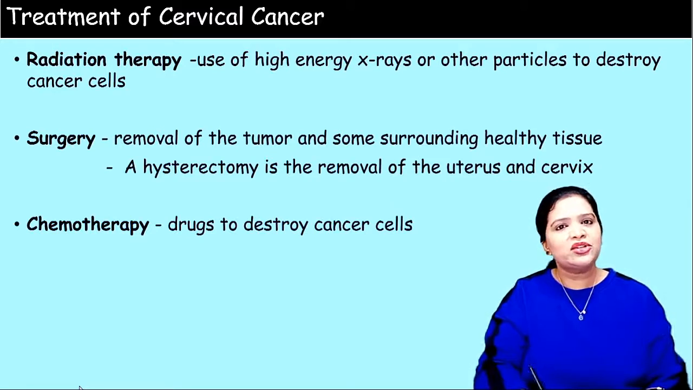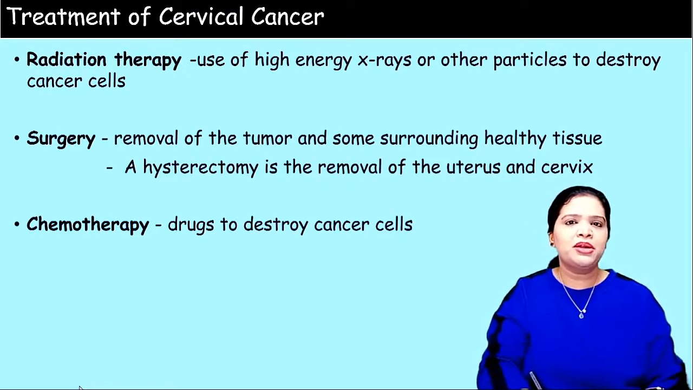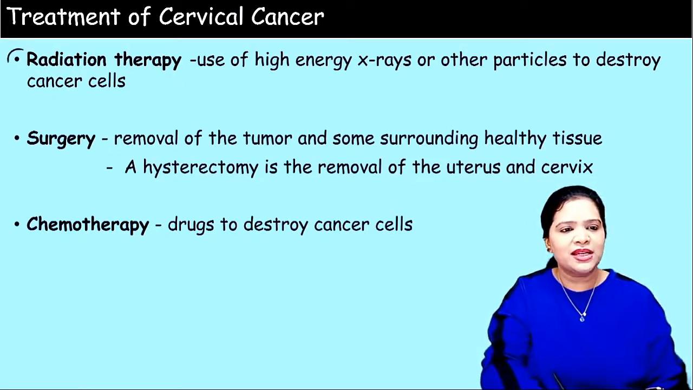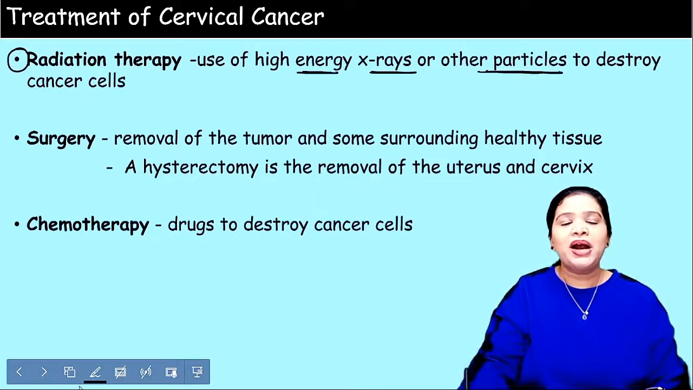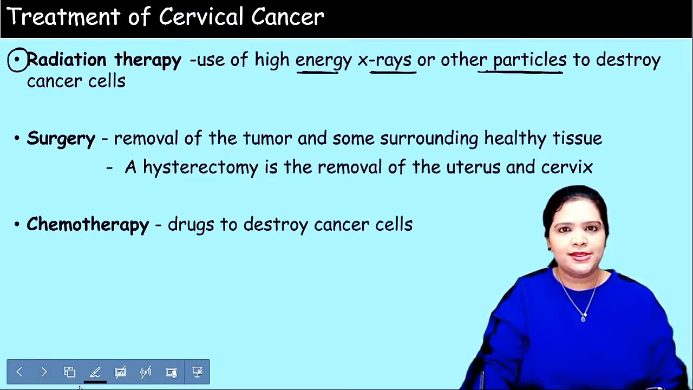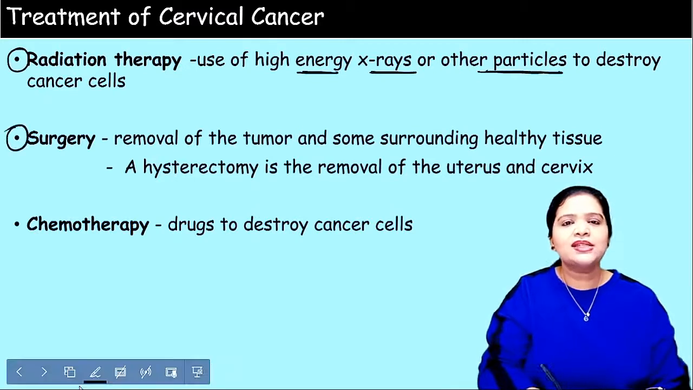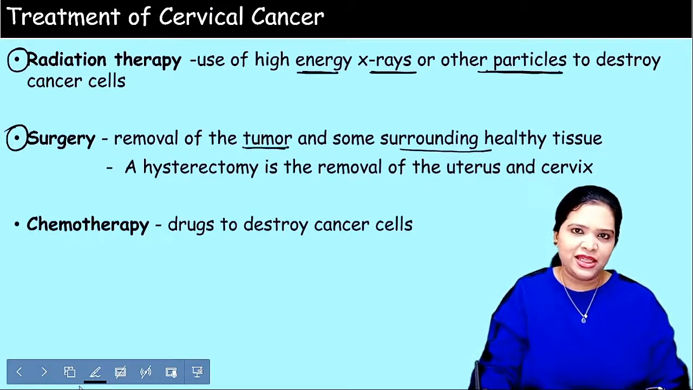So let us see the treatment methods. What are the different treatment methods available for cervical cancer? The first one is radiation therapy. Here we use high energy rays such as X-rays or other radiation particles to destroy the cancer cells. Okay. The second one is the surgical removal of the cancerous tumor and also the surrounding healthy tissues.